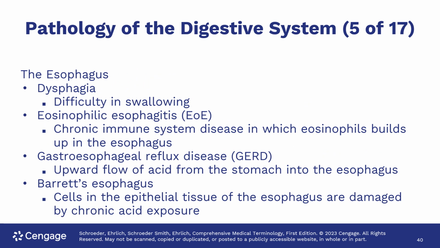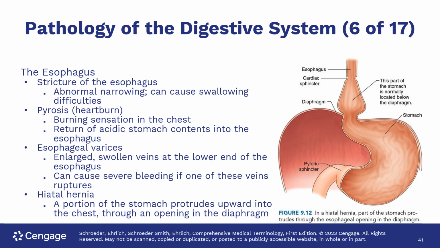For the esophagus, you can have difficulty swallowing, dysphagia, or inflammation, esophagitis. You can have backward flow of chyme from the stomach called gastroesophageal reflux, or you can have changes in the cells themselves from chronic acid exposure with Barrett's esophagus. You can have a narrowing or a stricture. Pyrosis is heartburn. Think of pyro as on fire, right? Varices are like varicose veins, but in your esophagus. And a hiatal hernia is where part of the stomach sneaks through the diaphragm's opening.